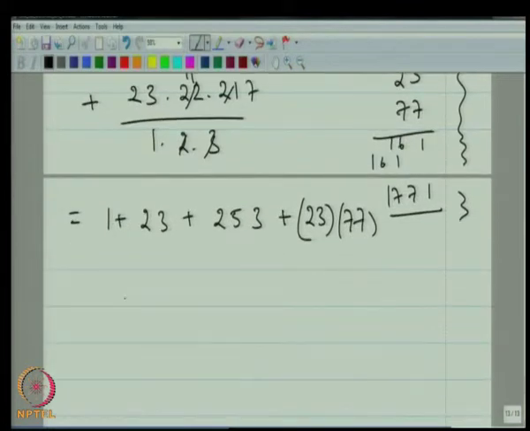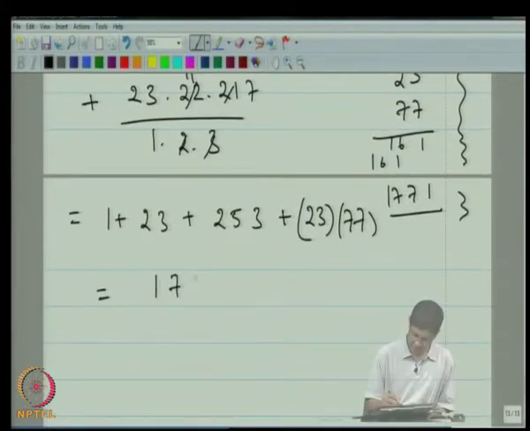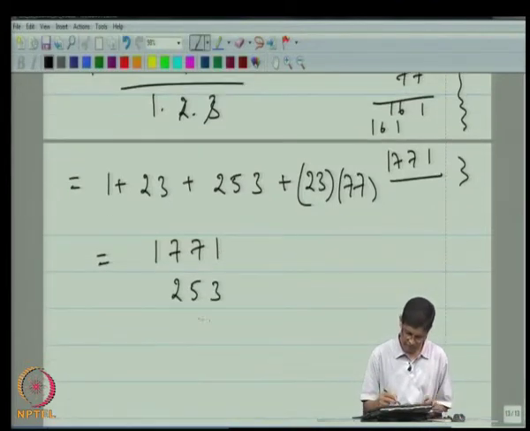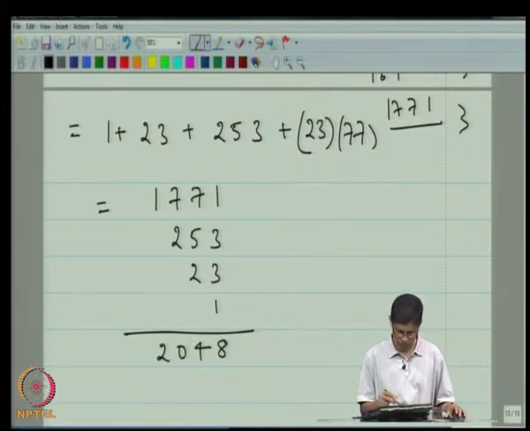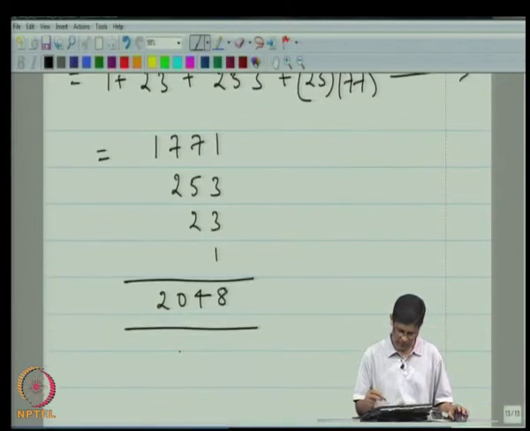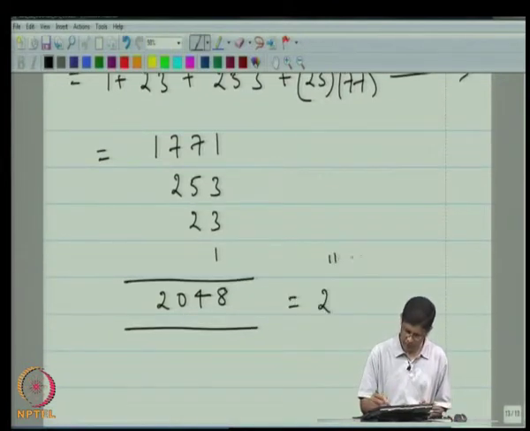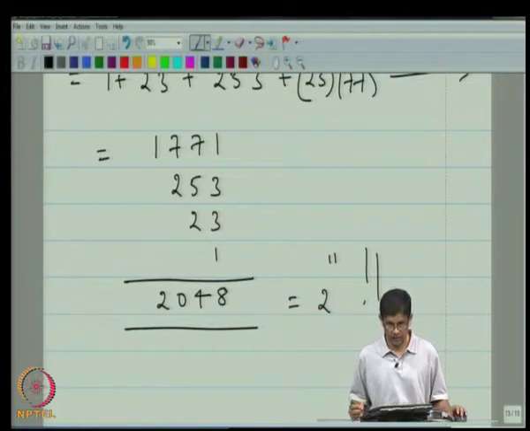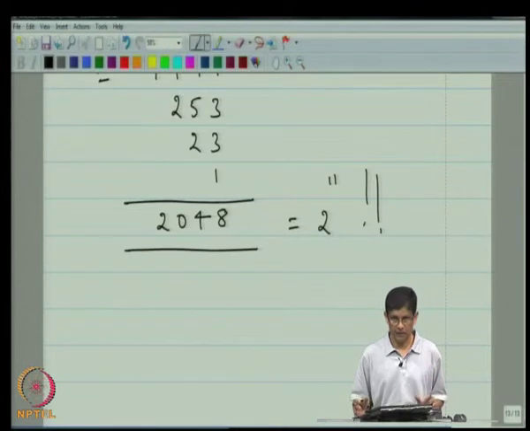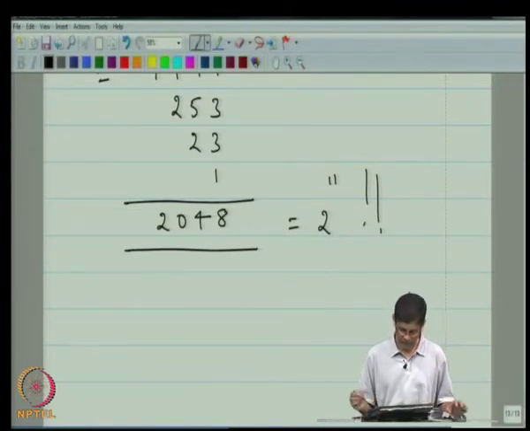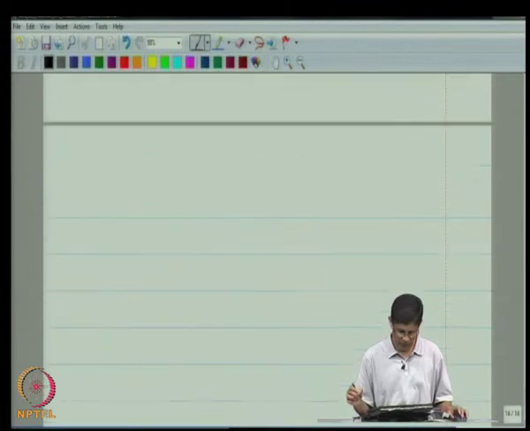So this is therefore 1771 plus 253 plus 23 plus 1. If you add it, you get 2048, and this is precisely 2 to the 11. So that was his discovery, and that led him to consider the possibility that a code with such parameters exists. We won't go any further into this.